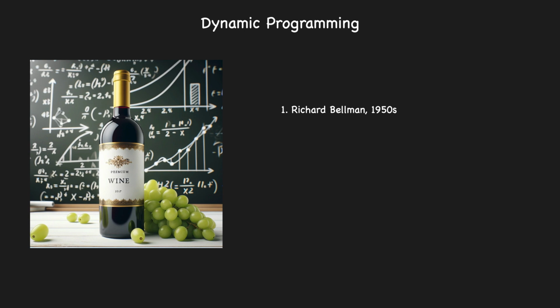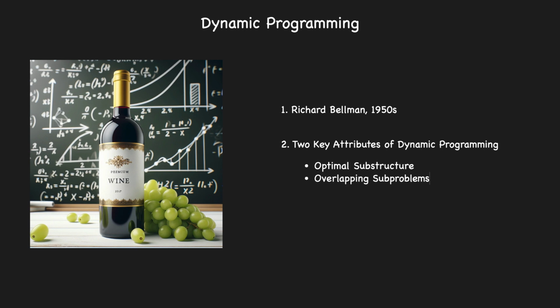Dynamic programming is a method for efficiently solving problems that exhibit two key attributes. The first is optimal substructure and the second is overlapping subproblems. We will dive deeper into these attributes later in the video, but first I'll outline what we'll cover in this video. So here is what we'll cover.